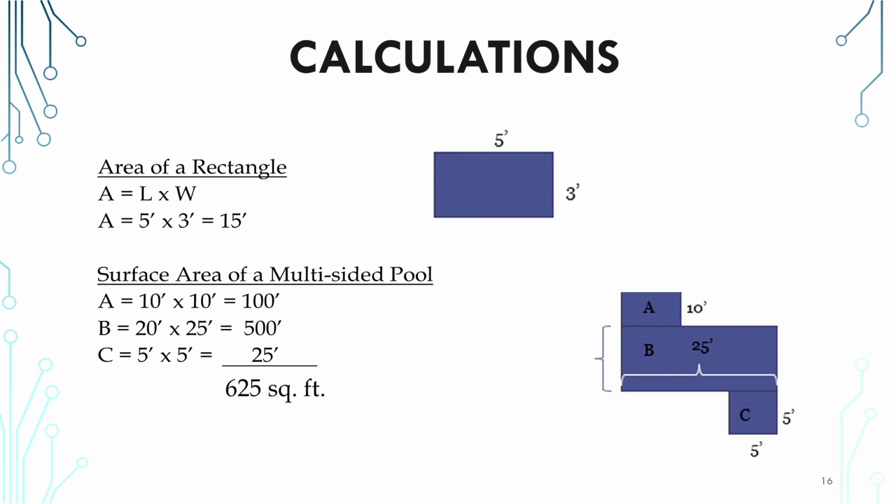For a multi-sided pool, you can break it up into smaller pieces. Like in this example, there is A, B, and C. You will do the length times width of each individual piece and just add it to the rest of the ones. So for A, it would be 10 times 10. For B, it would be 20 times 25. And C, 5 times 5. And you add those up to get 625 square feet.